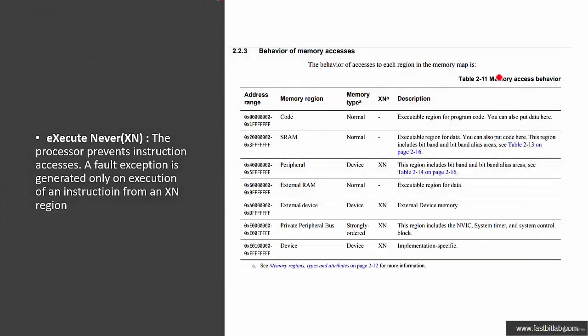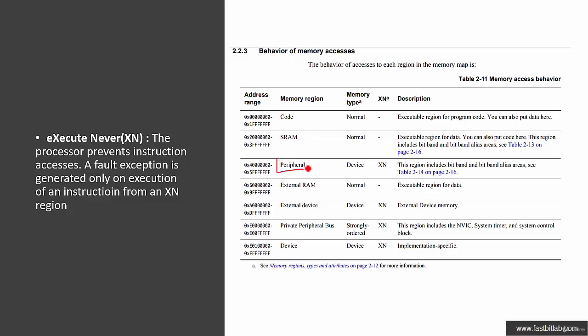If you look at the memory regions of the processor memory map, there is a code space, there is a RAM space, there is a peripheral space, there is an external RAM space, and various other regions. In the code region, you can read and write, no problem. In the SRAM region also, you can read and write, no problem. So processor doesn't impose any restrictions.